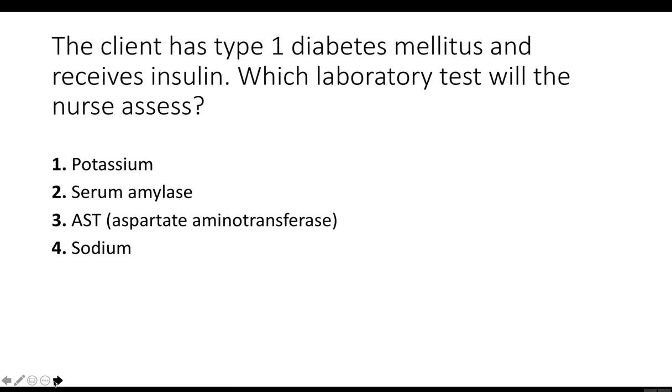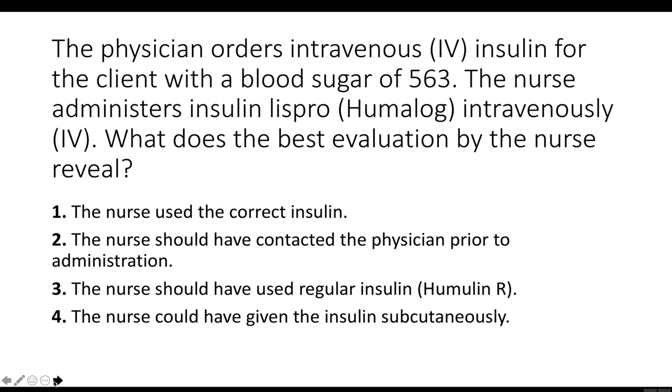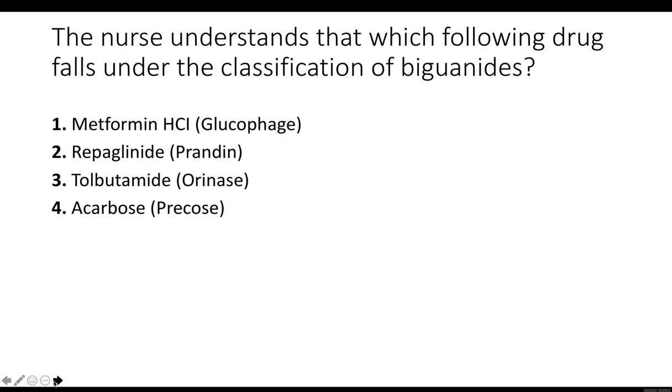Insulin causes potassium to move into the cell and may cause hypokalemia. So because the insulin causes potassium to move into the cell, hypokalemia can occur. There is no need to monitor the serum amylase level. There's no need to monitor the AST, and there's no need to monitor the sodium. This one is 3. Regular insulin is the only insulin that can be given intravenously. Answer to this one is 1.